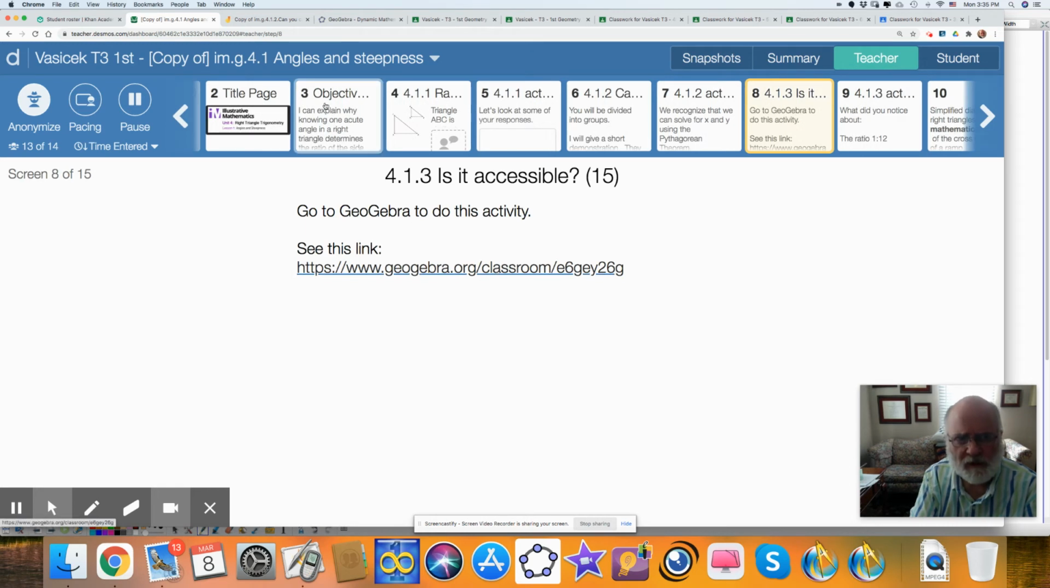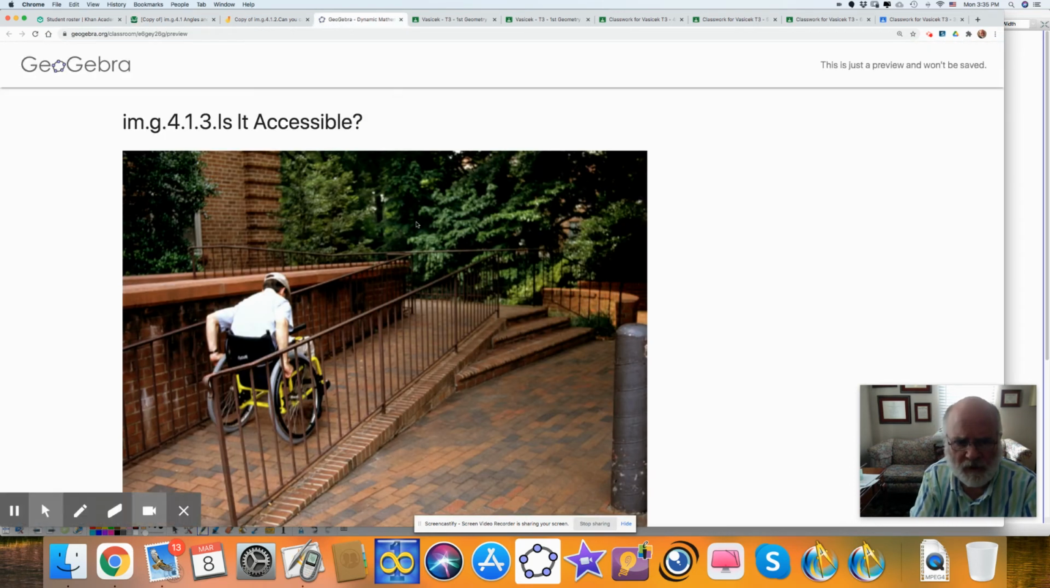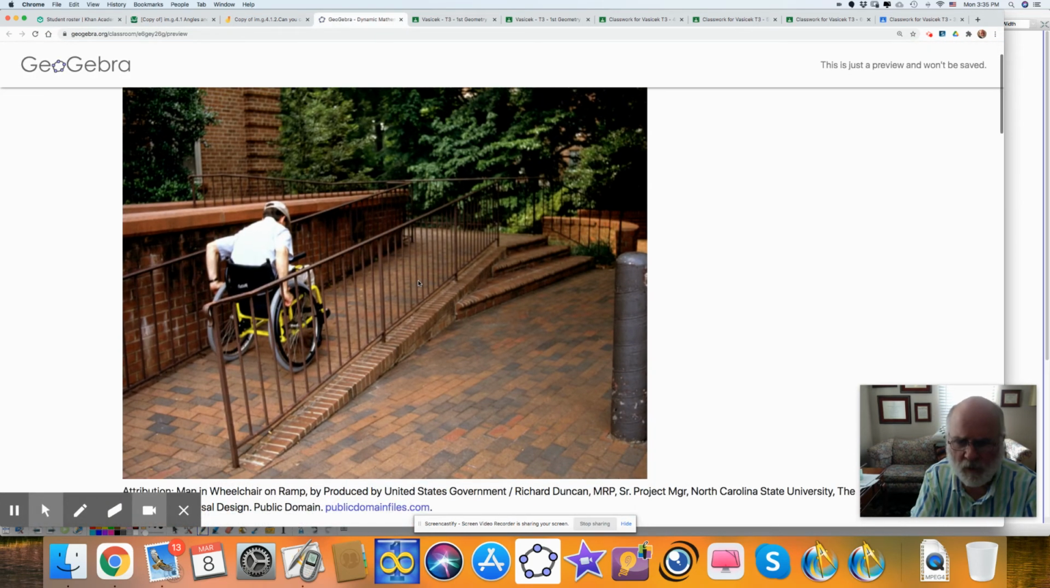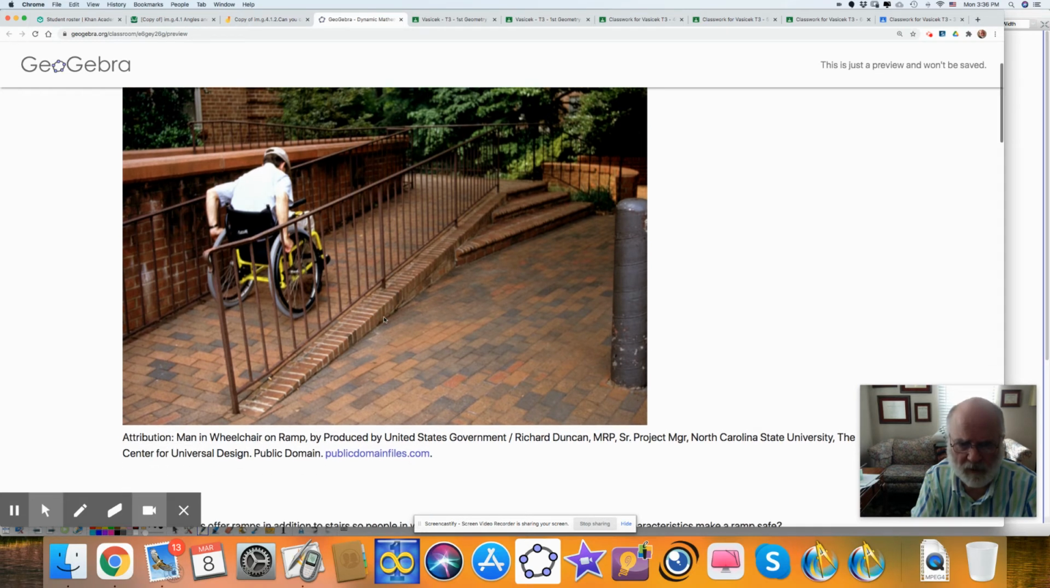Here's a GeoGebra activity. In this GeoGebra activity, we're dealing with a ramp. This is a real-world application of this idea that we're trying to propagate here. We didn't always have this situation where you had to have ramps going into buildings. Maybe you've seen ramps going into buildings. And when they made the guidelines, they had to make it so that it would be safe.